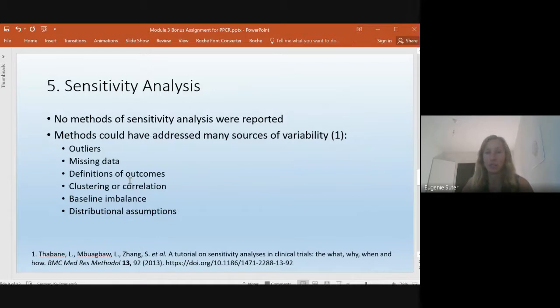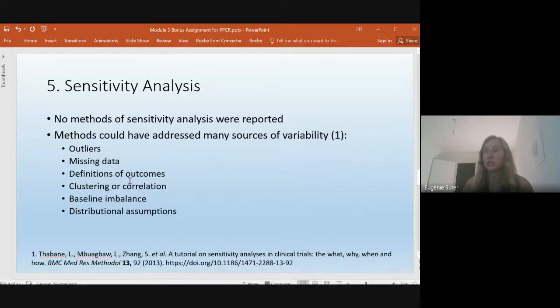About the sensitivity analysis. Well, this was my biggest disappointment because there were actually no methods of sensitivity analysis reported in this paper. Because none were reported, I went ahead and pulled up a tutorial on sensitivity analyses in clinical trials, which is listed at the bottom. The first author is Bain, and it was published in 2013.